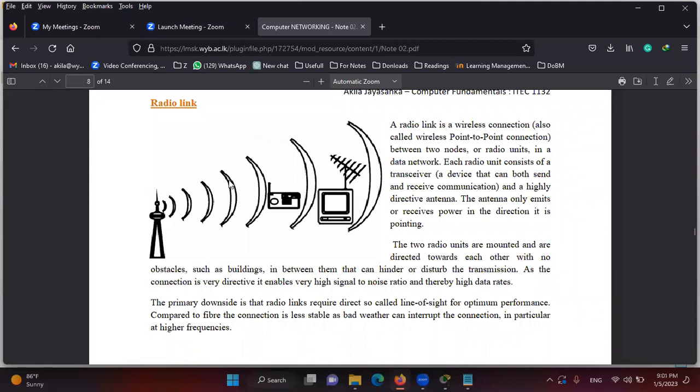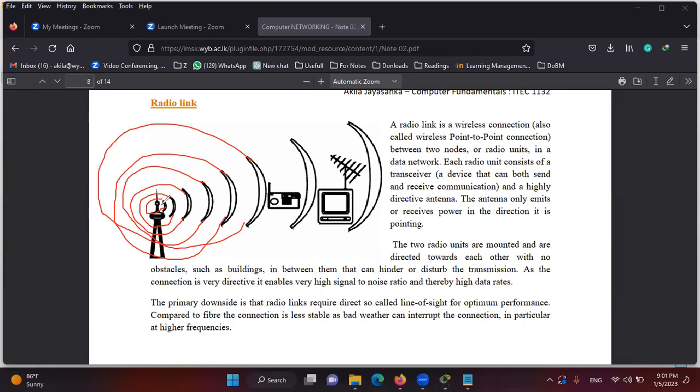So again, connections will be less stable with bad weather. කාලගුණික තත්ත්වය මත මේ signals වල තියෙන strength එක, stability එක වෙනස් වෙන්න පුළුවන්. මේක සර්කියුලර් පාත් එකේ යන්නේ. මෙයා වටේට. මේ ඒරියා එක තුළ ඉන්න ඩිවයිසස් වලට මෙයාට කනෙක්ට් වෙන්න පුළුවන්කම තියෙනවා. That is radio signals.